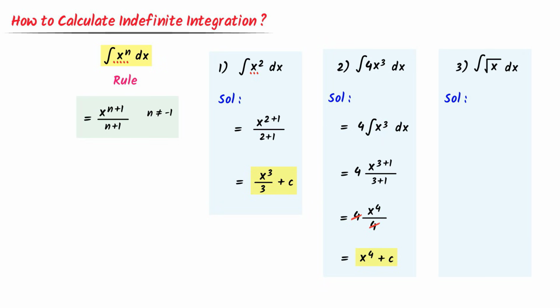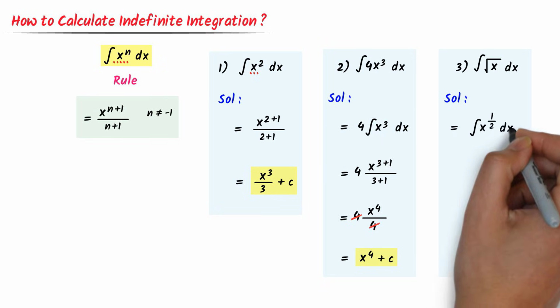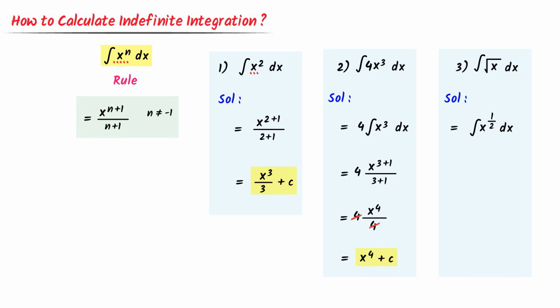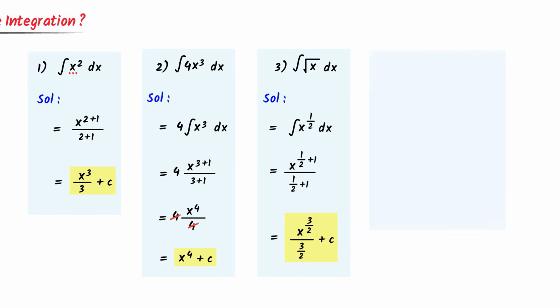Now in case of third question, I rewrite this function. We can see that the term is x raised to the power 1 by 2. I take it and I write it here. I add plus 1 to it and I divide this term by its power 1 by 2 plus 1. I get x raised to the power 3 by 2 upon 3 by 2 plus c. Thus this is the answer of this question. In case of fourth question, there are two terms, x cube and 1, and they are separated by positive sign.